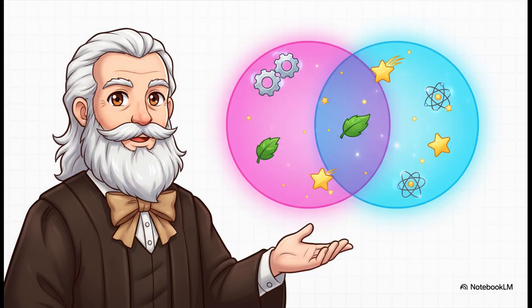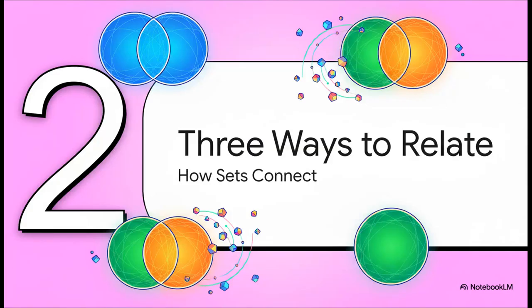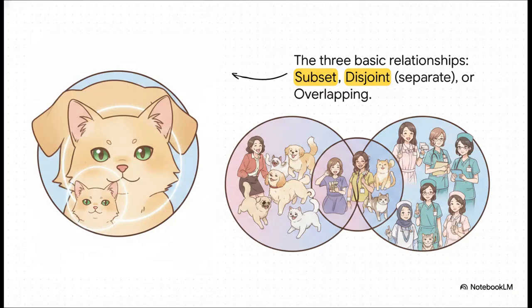So how do we picture these sets in our mind? Well, we use a brilliant invention from a logician named John Venn. His diagrams use overlapping circles to show us exactly how different ideas relate to each other. It's an incredibly intuitive way to see logic in action. All right, now that we have our building blocks, sets, and our main tool, Venn diagrams, let's look at the only three ways any two sets can possibly interact. That's it, just three. And this slide shows them all perfectly.